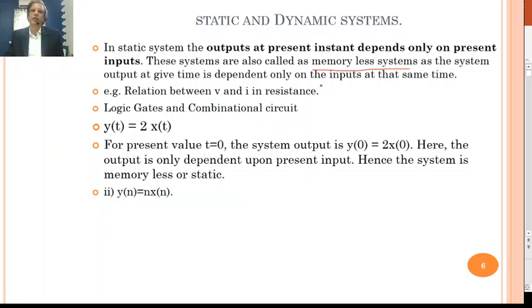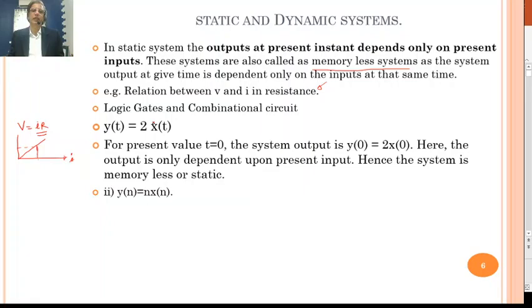And the example for the static systems is the relation between V and I in a resistance. According to Ohm's law, we know that V equals IR, means as this current is changing, the voltage will change if R is constant. Means the output depends on this input, the current. At that instant, if current is changed, output will change. Means output depends only on the present input, and the system is the static system.